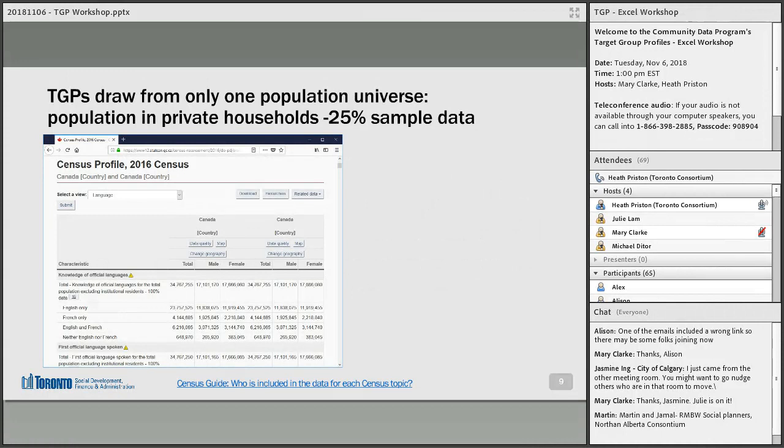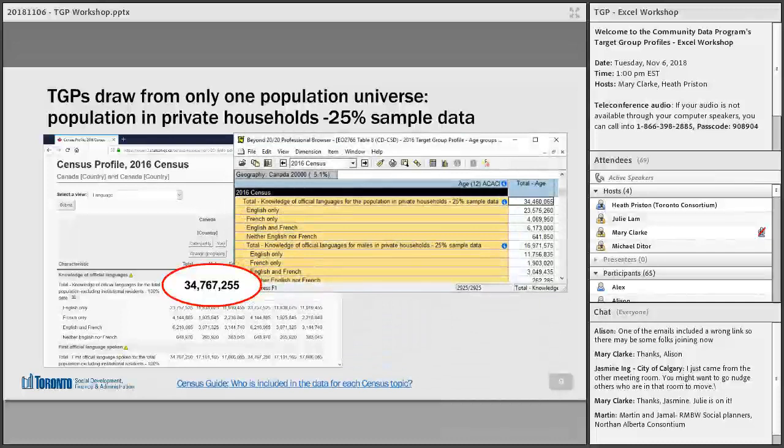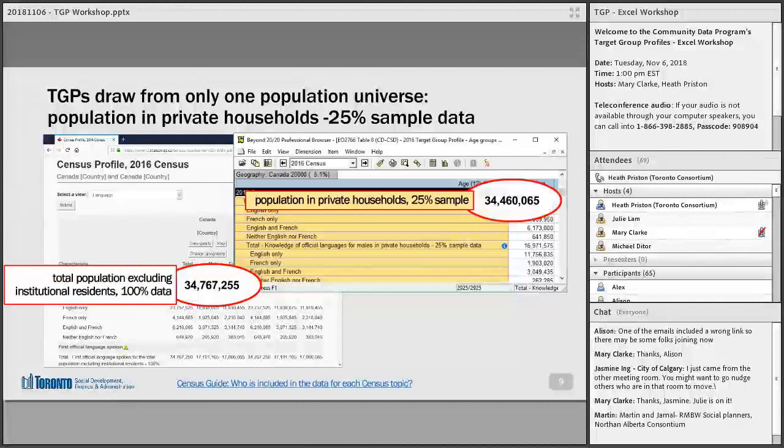So for example, if we were to try and compare information and counts from the regular census profile, this is just a quick screenshot of the census profile that you can access on Statistics Canada's website. So for Canada, for knowledge of official languages, we have a total population of 34,767,000. Whereas if I were to look at that same number and try and compare it to the knowledge of official languages for the population in private households from one of the target group profiles, you can see we're missing a couple 100,000.